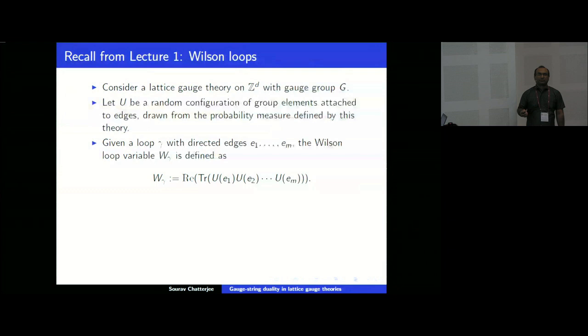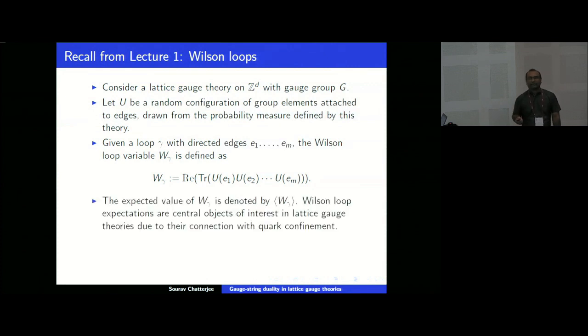So what you do is you take the product of the group elements along these edges, and then you take the trace of the product and take the real part of that, and that's called the Wilson loop variable. Okay? And then you define the expected value of that under this probability measure. So that's denoted by these angle brackets ⟨W⟩_Λ. And these are the important objects in this theory, and there's this connection to quark confinement.